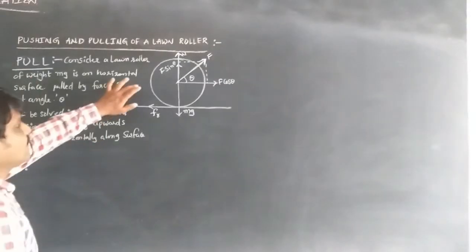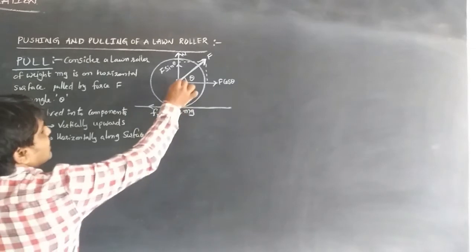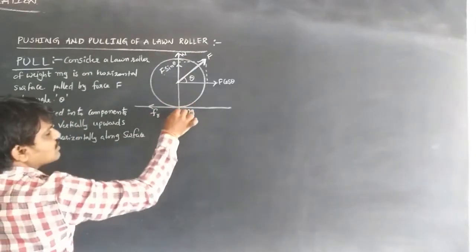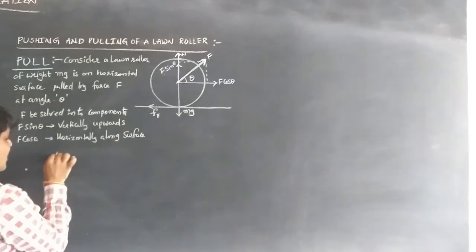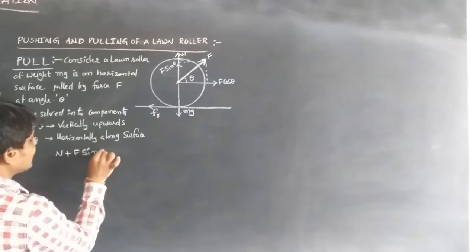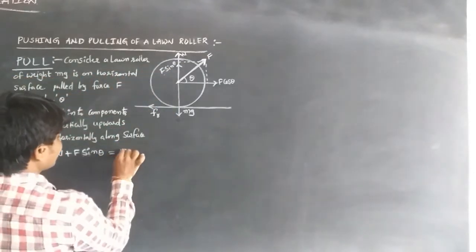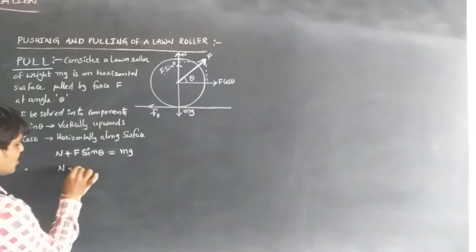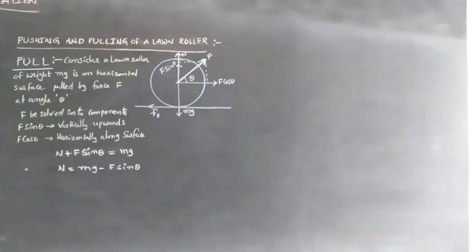When the resultant pulling force acts in this direction, the normal reaction N and the vertical component F sin theta act in the same direction, and together they balance the weight mg. So N plus F sin theta is equal to mg. Then how much is the normal reaction? N is equal to mg minus F sin theta.